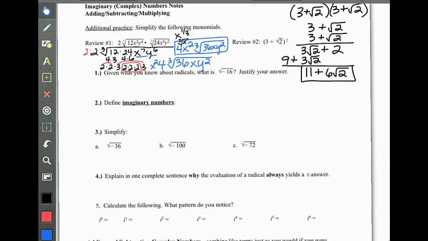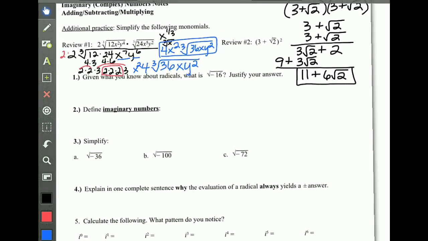Okay, so given what you know about radicals, what is the square root of negative 16? Because I told you for years you couldn't take the square root of a negative number, but of course now you know me to be a bit of a fibber on that. So the square root of 16 is 4, and anytime you have a negative, that means you add an i to the back end of it, because if we remember from a couple of months ago, the square root of negative 1 equals i. So all you do with the square root of negative 16 is you're going to get 4i. Okay?